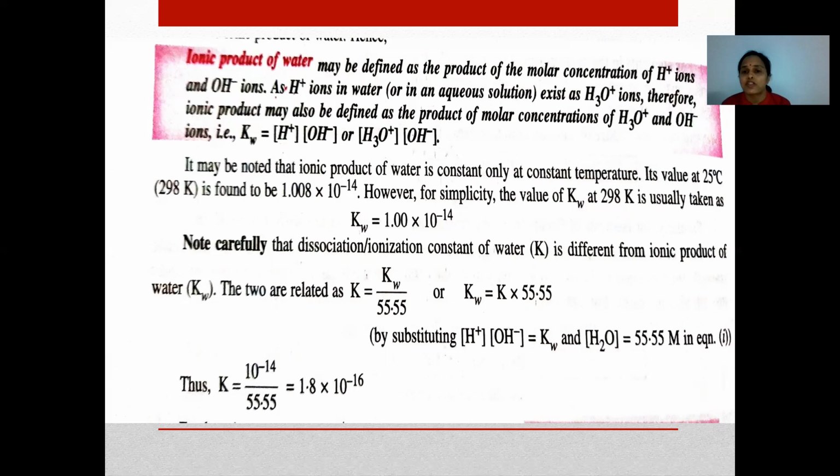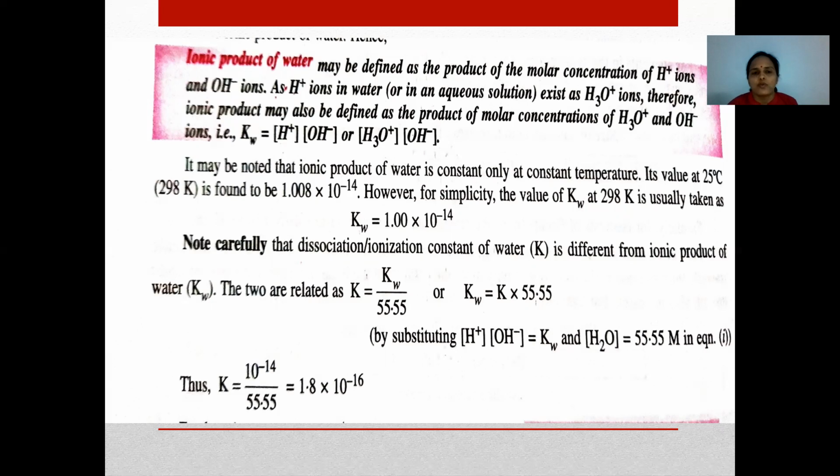Ionic product of water is constant at constant temperature, and its value at 25 degrees Celsius, that is 298 Kelvin, is found to be 1.008 into 10 raised to minus 14. So Kw at 298 Kelvin is taken as 1 into 10 raised to minus 14 for simplicity.